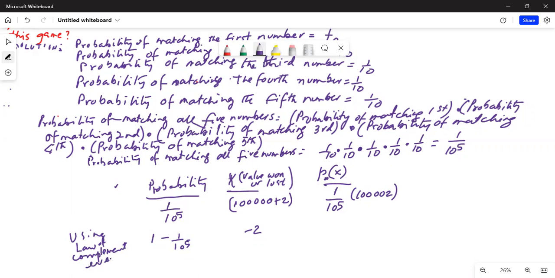So losing is the complement to winning, and its probability is 1 minus the probability of the actual event. So 1 minus 1 over 10 to the power of 5. And the value of that loss is minus 2. So P times X in this case is minus 2 times 1 minus 10 to the power of 5.